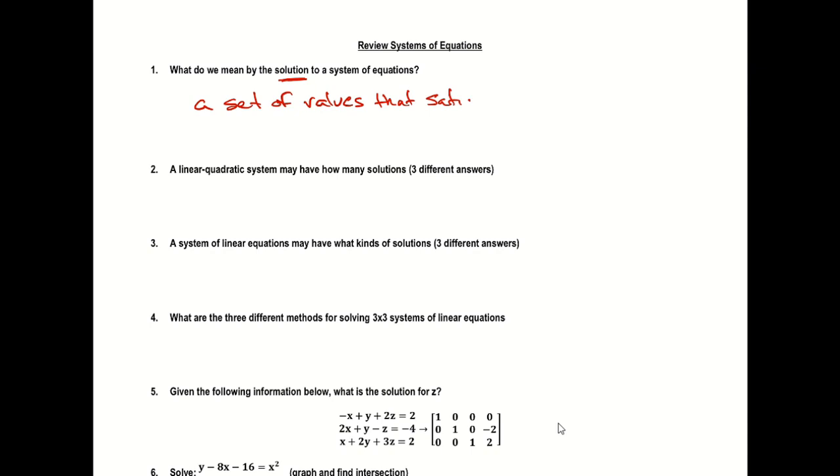That when we plug the value of x in, it gives us the same value of y for each of the equations. And graphically, what that means is the point where the graphs intersect.